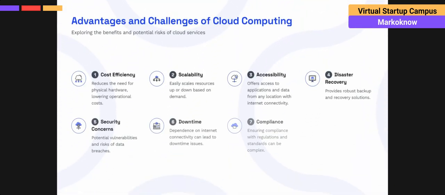Some of the advantages and challenges that we face with cloud computing. Advantages are like cost efficiency. You know very well the cost of SSDs and servers that have lots of physical hardware. The scalability, I already explained that part, and the accessibility. Accessibility is far easier, but it depends on internet connectivity.